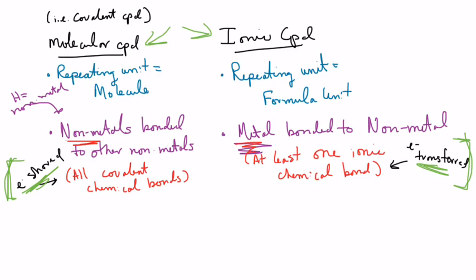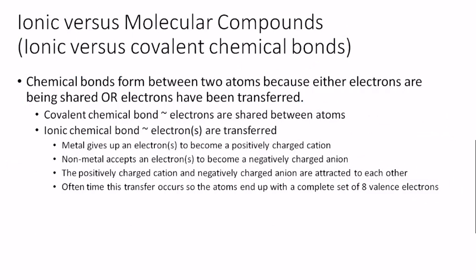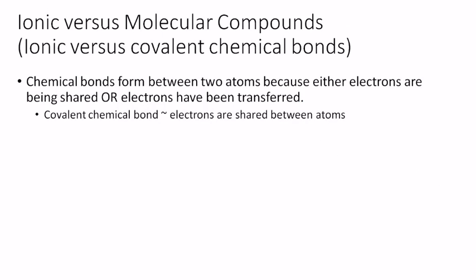Now, if there's a situation where all electrons are shared, that gives us a molecular compound. If there is at least one situation where a pair of atoms are stuck together and electrons were transferred to create that bond, then we must have an ionic compound. So let's take a look at the slides. Okay, so let me go back here.